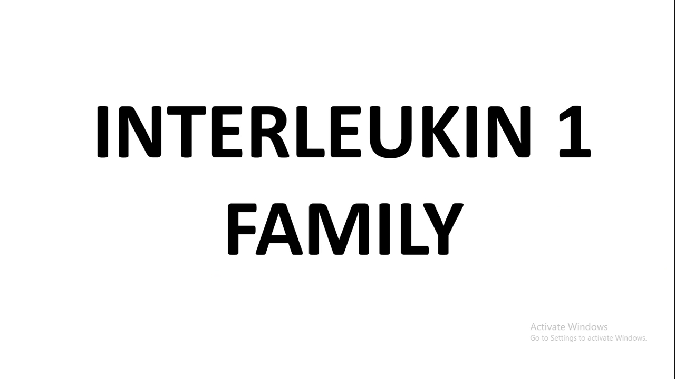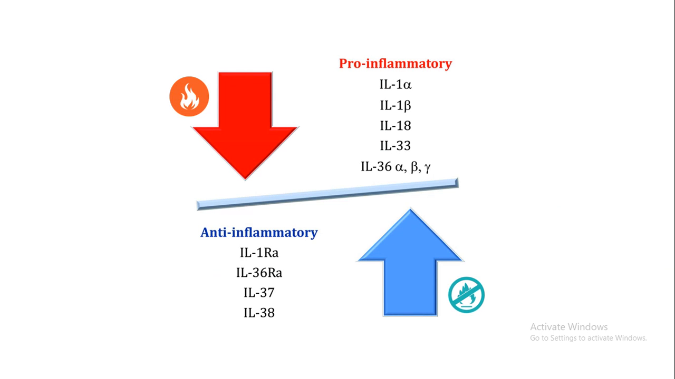So first we will talk about the interleukin 1 family. Now interleukin 1 family members are mostly pro-inflammatory cytokines. So IL-1 alpha, IL-1 beta, IL-18, IL-33, all of these are pro-inflammatory cytokines, meaning that they give rise to swelling, redness, and all the inflammatory signs.